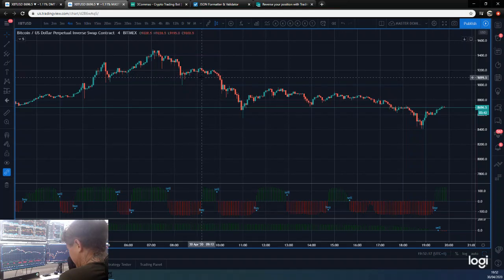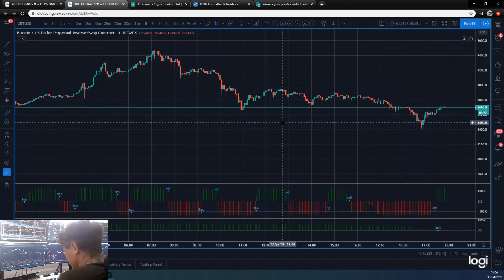So again, we get a buy here. Doesn't really work out for us, this one, as a scalp. So yeah, that's a losing trade. And then we get a buy here. This buy is a good trade. So this is a good trade for us, probably get taken out with our risk management there.